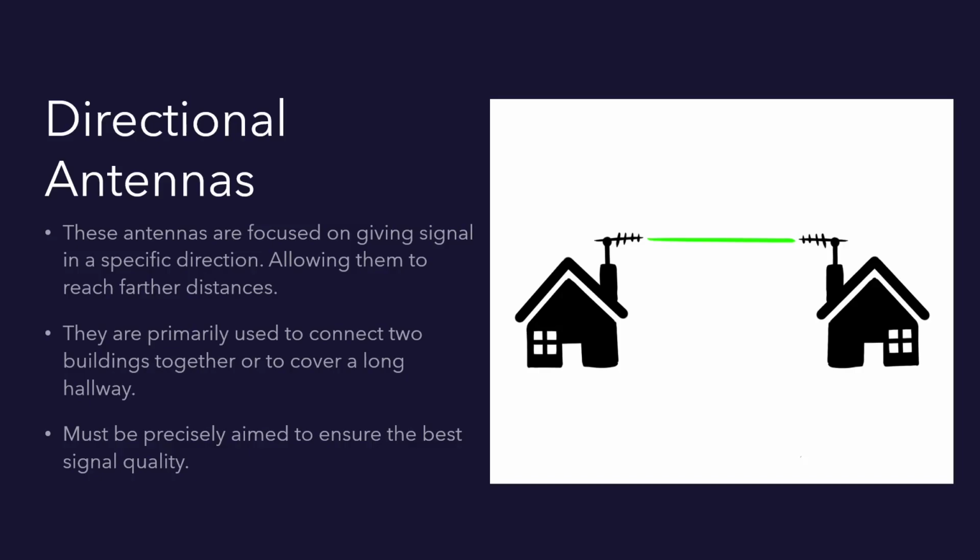Next up, we have directional antennas. These antennas are focused on giving signal in a specific direction, allowing them to reach further distances. As you can see in the picture, we're using two antennas to connect two buildings together when the distance is quite far away. This is where we would use a directional antenna rather than an omnidirectional antenna. They also must be precisely aimed to ensure the best signal quality. And as you can see in the picture, I'm using a Yagi antenna to connect these two sites, which I'll explain when we get into the next slide.